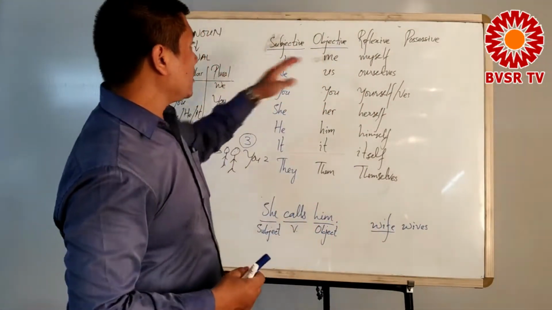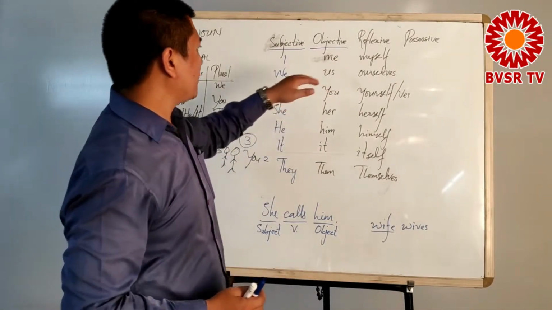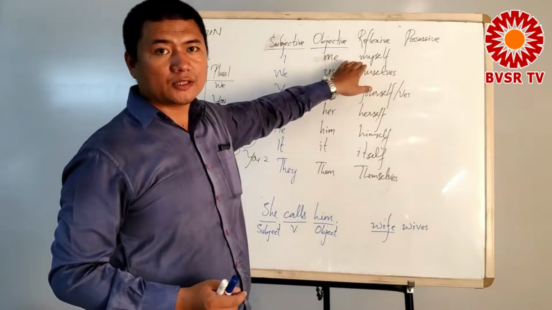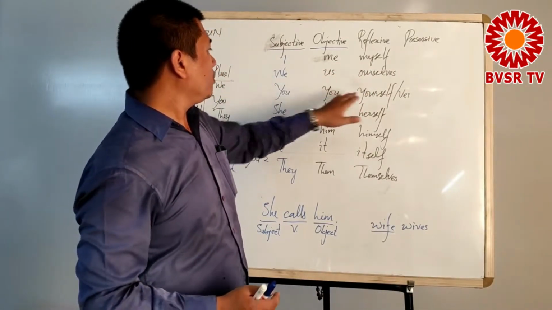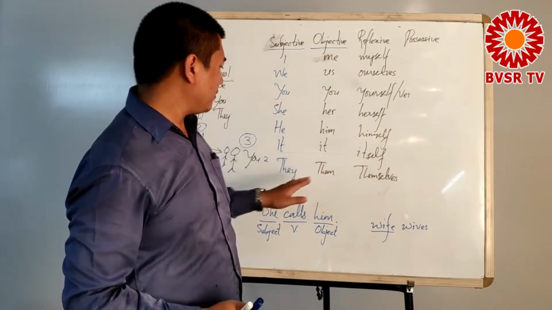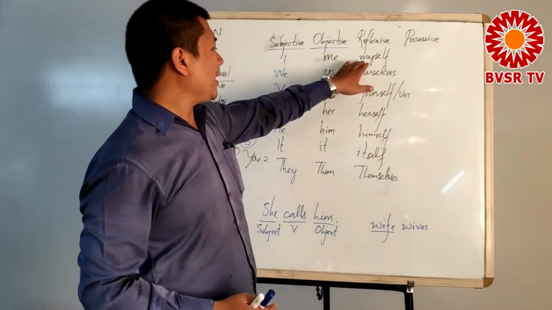Now, guys, you have already understood reflexive, but let us make sentences. For example, I, myself. When you make a sentence, it should be I, myself, or we, ourselves, or you, yourselves, she, herself, he, himself, it, itself, they, themselves. It should be like that.